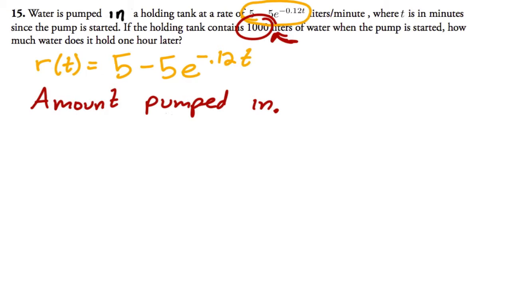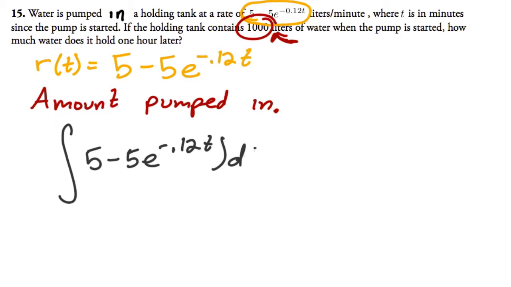So how do you find the amount of water pumped in if you have the rate? By now you should know the answer to that. Ding, ding, ding. Exactly, you find the integral of the rate. And then from where to where? Well, you need to know the time. So it says 1 hour later.